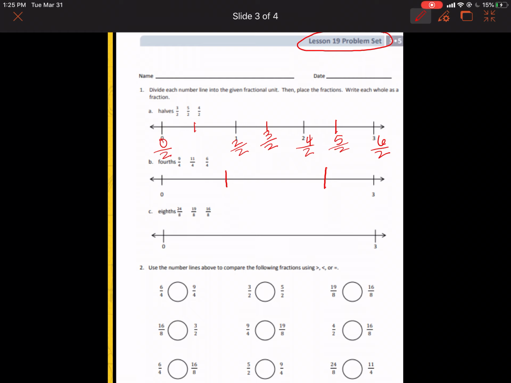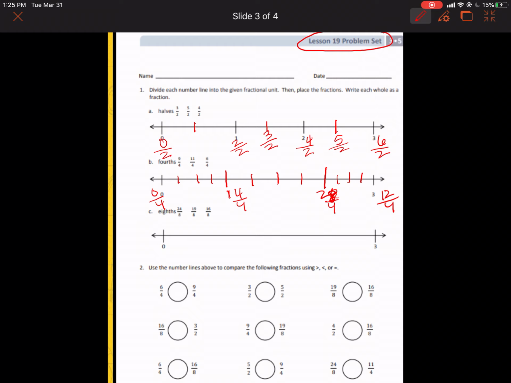Now I'm going to split each whole into fourths. Well, before that, I'm going to label my wholes. So I've got 0 fourths, 4 fourths, and, oh, nope, 8 fourths, and 12 fourths. Now I need to split each into 4 pieces. 1, 2, 3, 4. 1, 2, 3, 4. And 4.